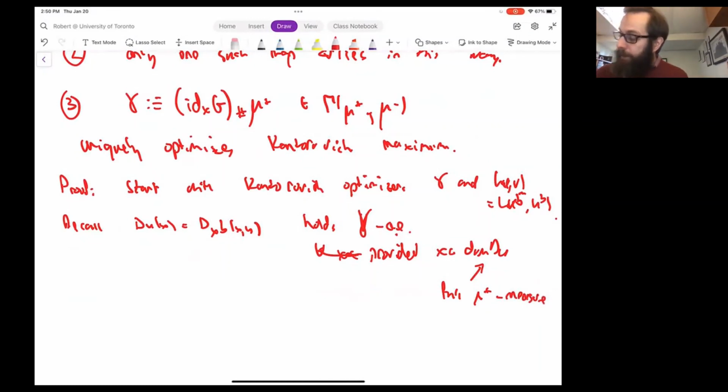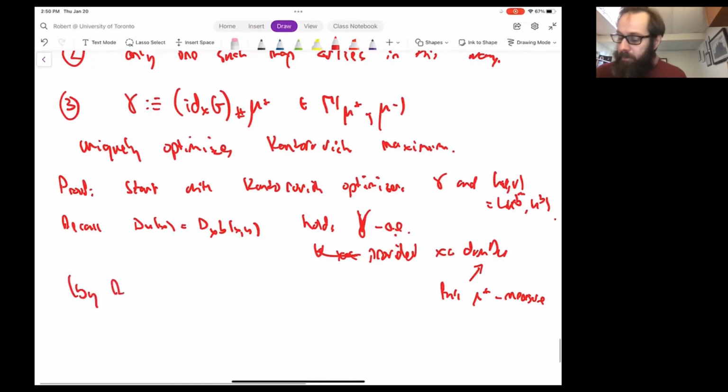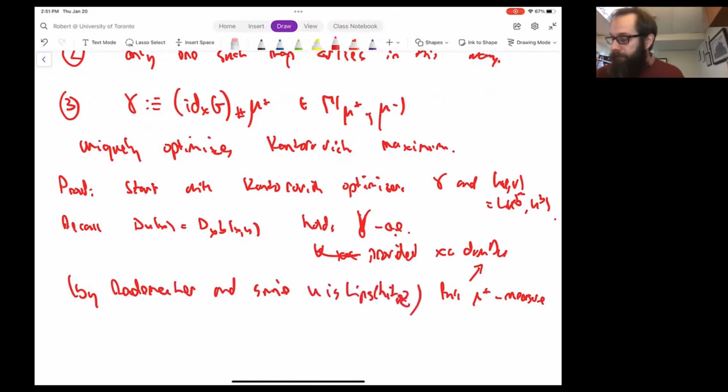That's full mu measure by Rademacher, and since U is Lipschitz. So yes, B is C1 in the first variable, and because things are compact, it's uniformly Lipschitz as well in the first variable, and uniformly in Y since the target's compact as well.